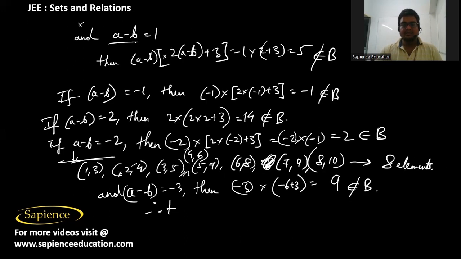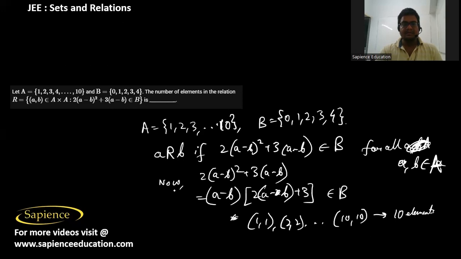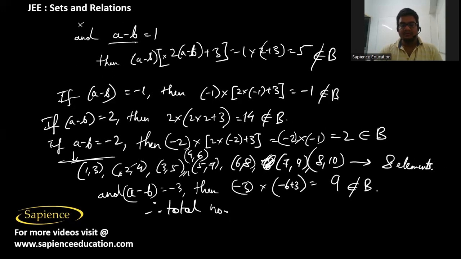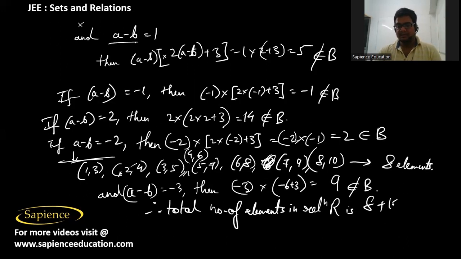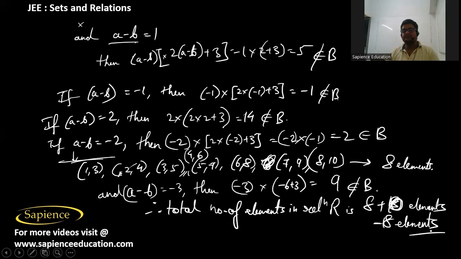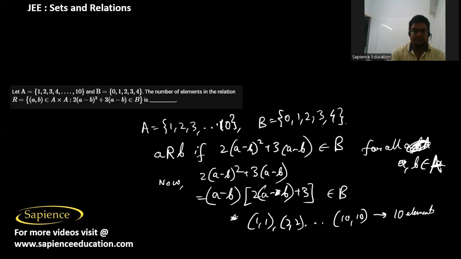So therefore the total number of elements in the relation R is 8 elements plus 10 elements, that is equal to 18 elements. So it means that 18 is the correct answer.